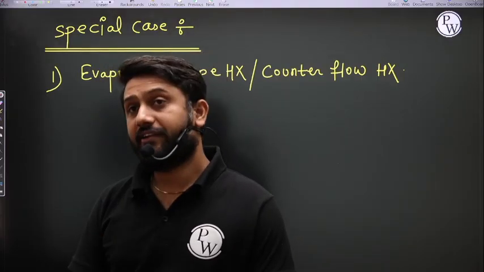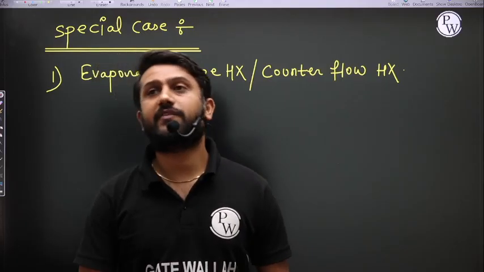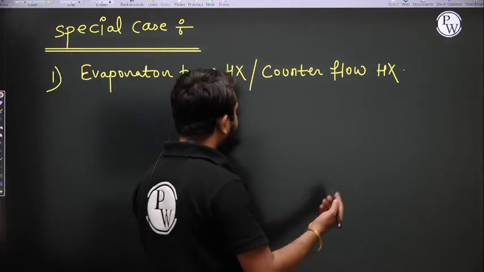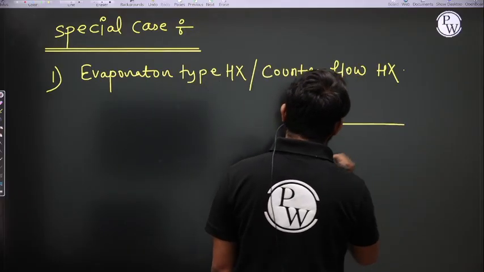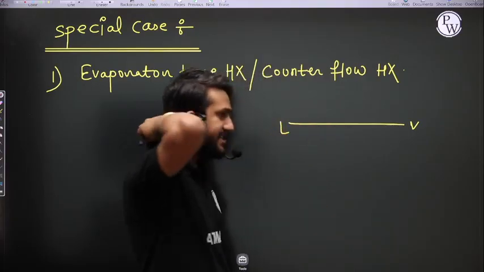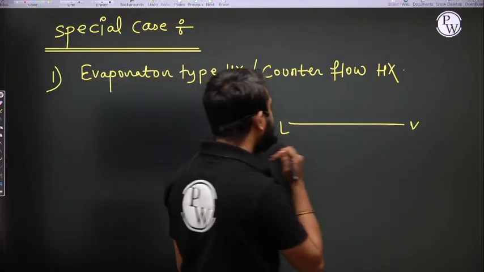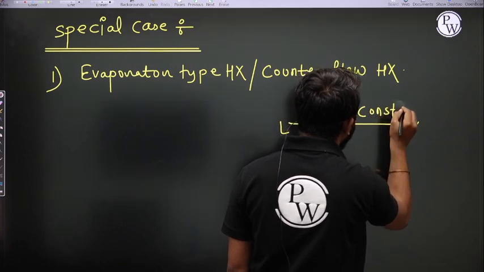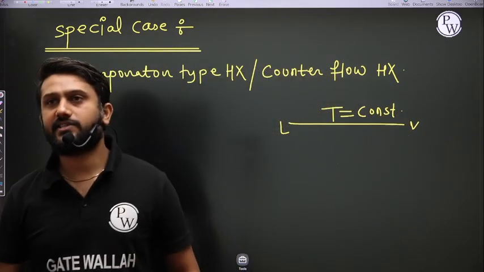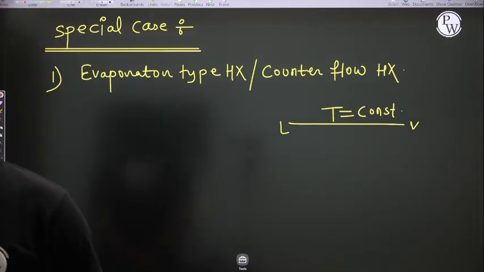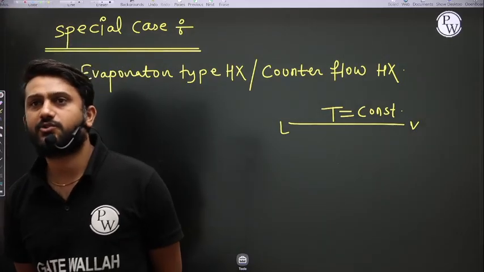Right. So if an evaporator type of heat exchanger or a counter flow heat exchanger is there, then we know that if phase change is there, either liquid to vapor or vapor to liquid, let us assume liquid to vapor. During the phase change, the temperature is constant, and we know that temperature is known as the saturation temperature. Is it fine? So temperature is constant.